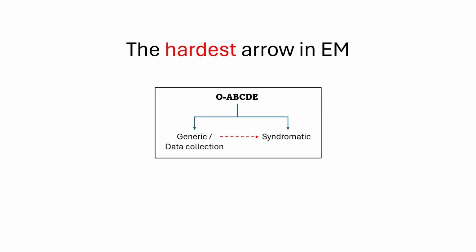Some might ask, why do we need to treat syndromatically? Can't we just treat generically all the time? Well, you can. If the patient has low blood pressure, you can give them fluids, but at some point, if they're anaphylactic, you will need to give them adrenaline, right? You will need to give them a specific treatment. If you don't give them that specific treatment, then they will die, right?